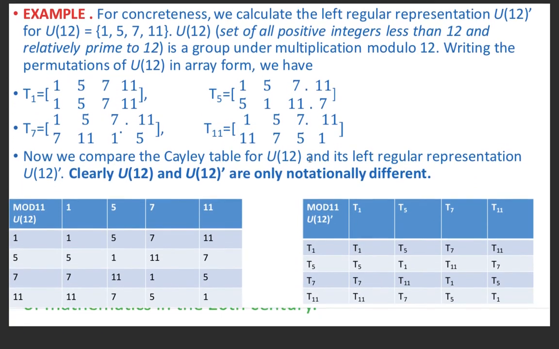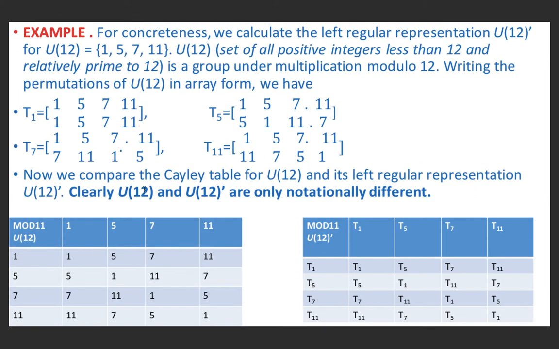We also know how to construct the composition table. The top border row is 1, 5, 7, 11. We operate 1 with the top border row: 1, 5, 7, 11. Then operate 5 with the top border row: 5, 1, 11, 7, as we discussed in T5. Then 7 with the top border row: 7, 11, 1, 5, as discussed in T7. And 11 with the top border row: 11, 7, 5 and 1, as discussed in T11.